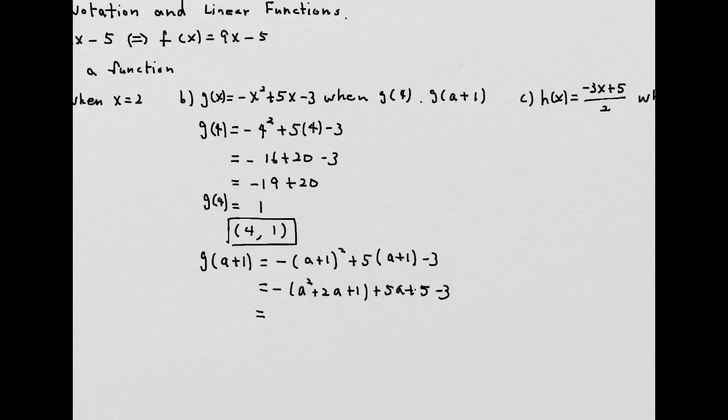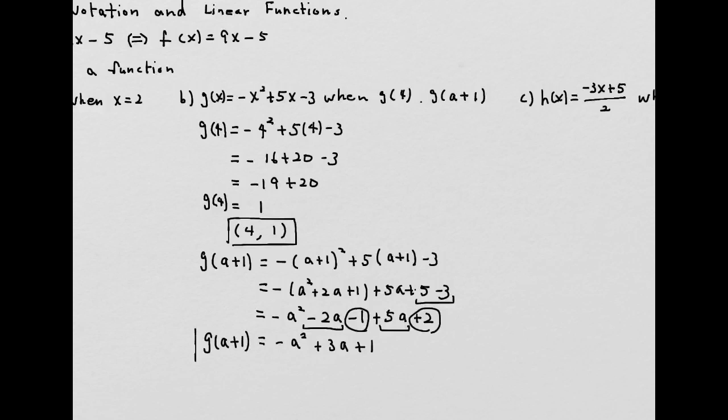Distribute the negative to the 3 terms, you get negative a squared minus 2a minus 1 plus 5a, and these two combined, you get plus 2. Let's simplify this by writing it in descending order and combining like terms. So you have negative a squared, and this 2 is the like term, you get plus 3a, and this 2 is the like term, you get plus 1. So that's what your g of a plus 1 is going to be.